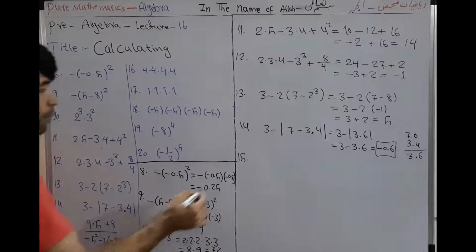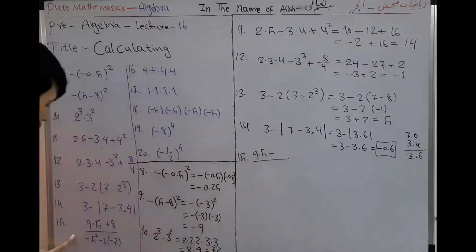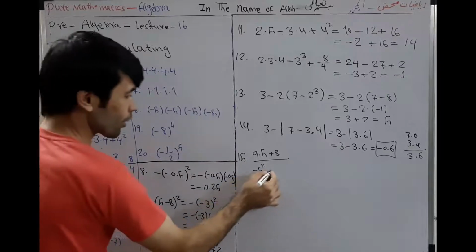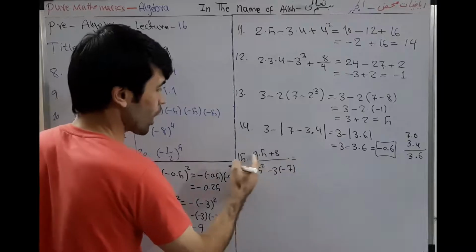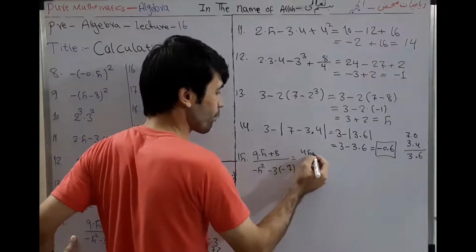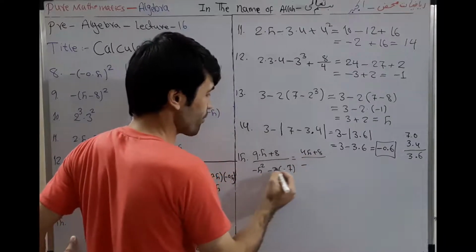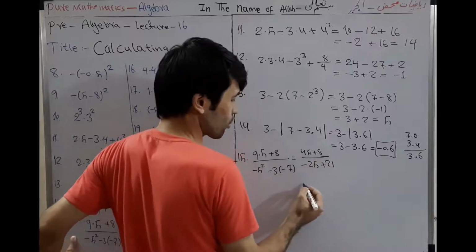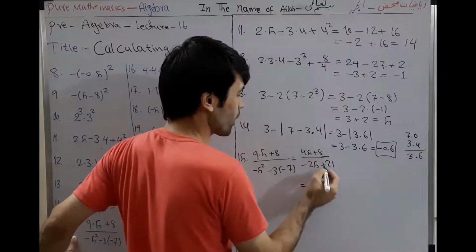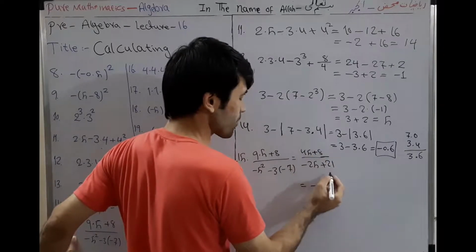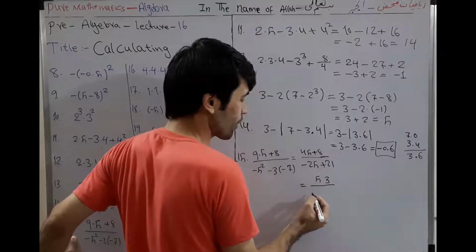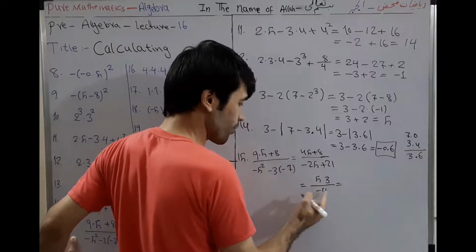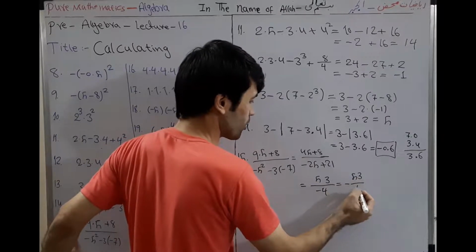Number 15: we have 9 multiplied by 5 plus 8 over minus 5 square minus 3 into minus 7. It is equal to 9 multiplied by 5, 45, plus 8 multiplied by minus 5 square, 25, minus multiplied by minus plus 3 multiplied by 7, 21. If we find the sum of these two numbers, 45 plus 8, it will become 53, minus 25 plus 21, which is minus 4. Plus divided by minus is minus. 53 over 4. It is the answer.